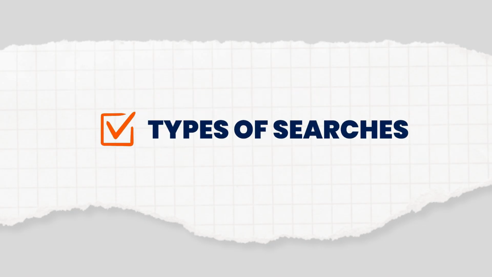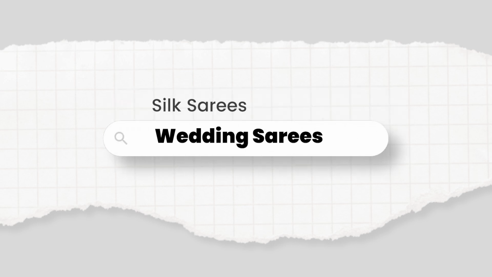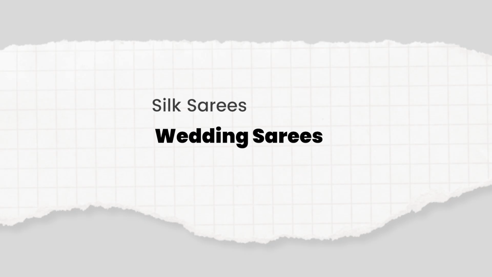1. Types of searches. Different searches reflect different intent. For example, someone searching for silk sarees has a different intent than someone searching for wedding sarees. If both keywords sit in the same ad group, your ad copy becomes generic. But if you separate them, you can show highly relevant ads to each audience.